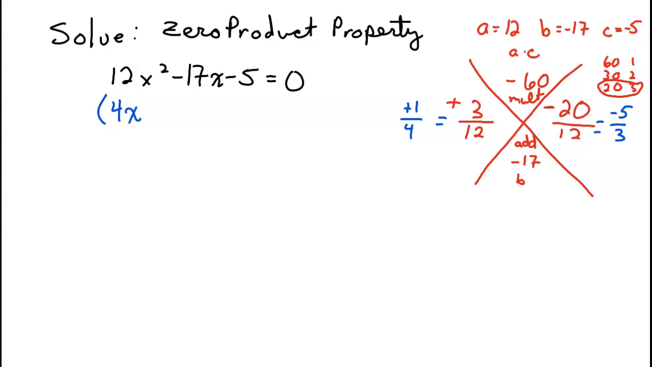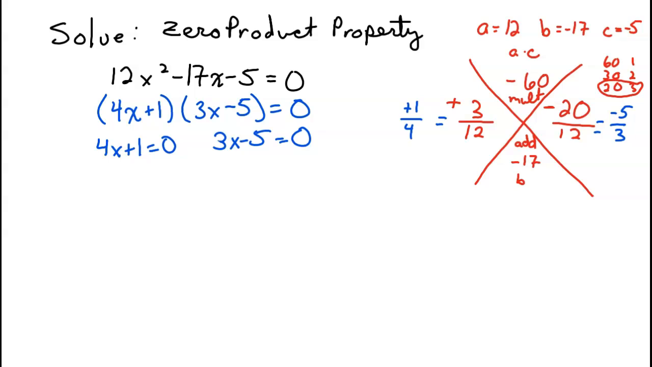Denominator gets the x, and then the numerator. So notice, 4x times a 3x would give you that 12x. Positive 1 times a negative 5 would give you that negative 5. So I take 4x plus 1 equal to 0, and 3x minus 5 equal to 0.